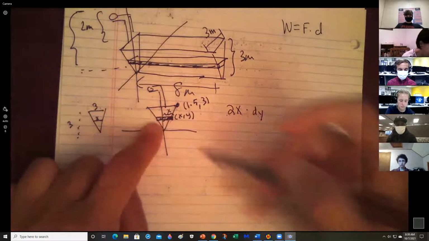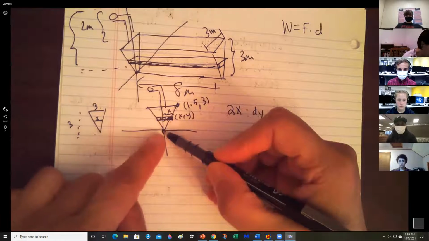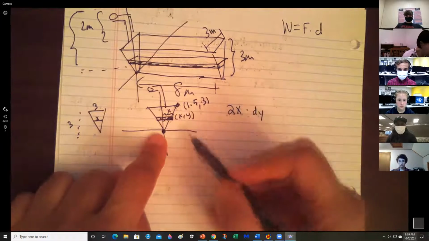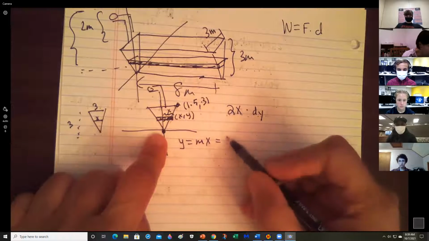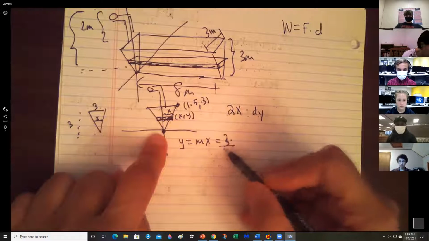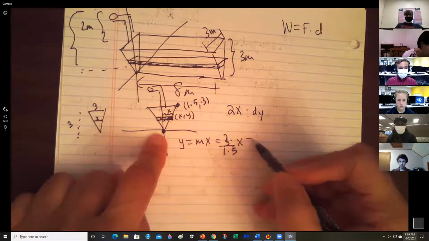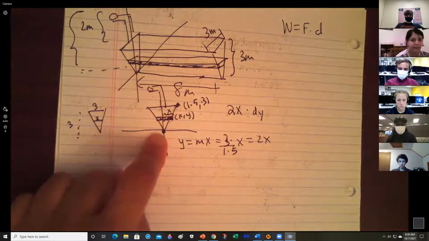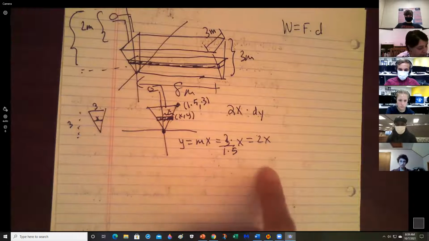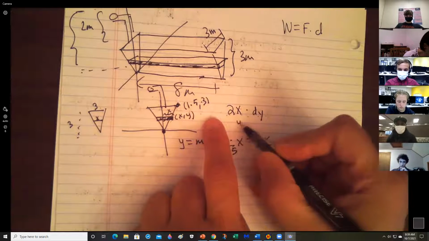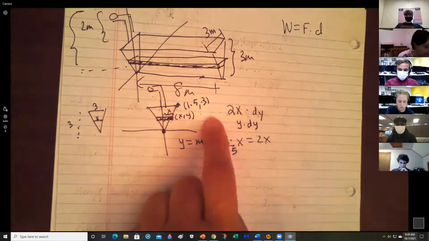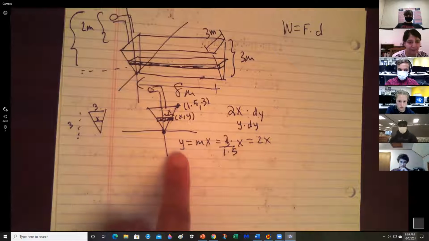So look over here then. This is 0, 0. This is 1.5 and 3. So this equation is y equals mx. And our slope is rise over run. So that will be 2x. Everybody see that? Rise over run. So that is our relationship between the y and the x. So 2x dy will actually become y dy. Why? Because 2x is y. Everybody see that?